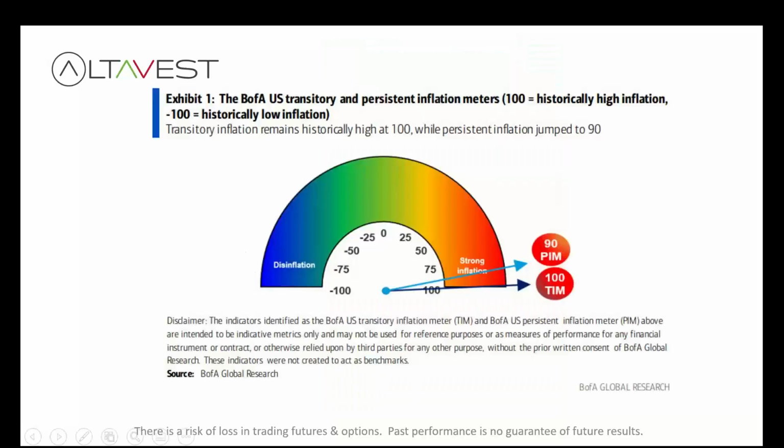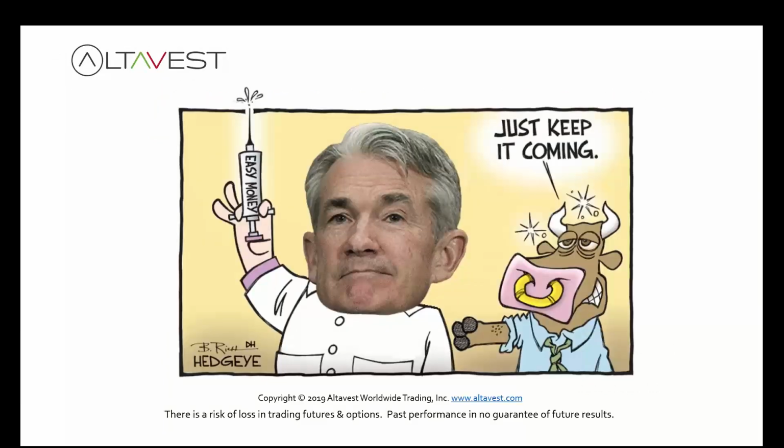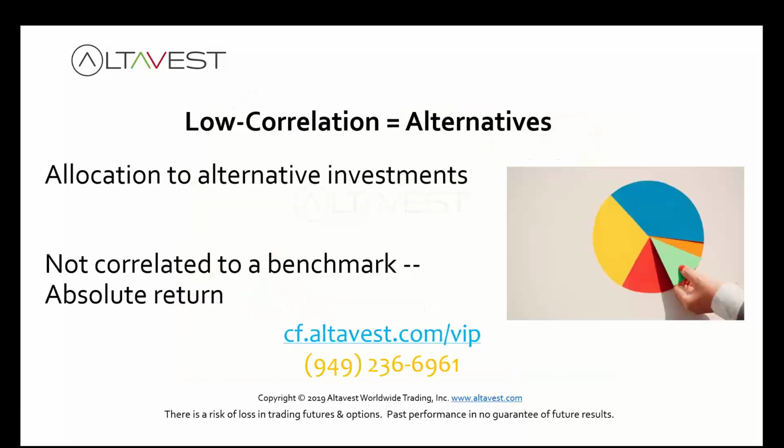And look at this, this says it all. I don't even need to read that. We're way off the strong inflation meter there. But meanwhile, they just keep pumping the money, keep it coming. So the whole point of that is to say, there are some different approaches that you might need to consider. Even if you're making some money, it may not even be enough to keep up with inflation. So we like the low correlation to traditional assets that alternatives offer. So it's not correlated to a benchmark, your performance within AV systems or performance that you're generating with Theta Trader, completely independent.